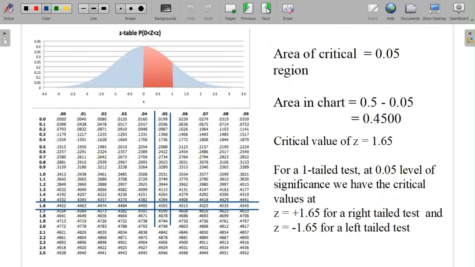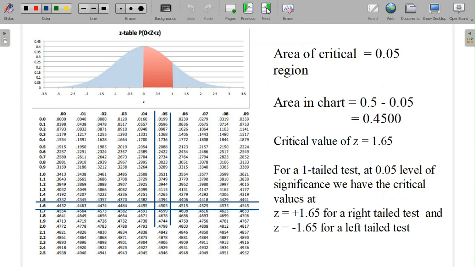So we find out the exact value of the critical value using the same technique. The area to the right is 0.05, so the area between the origin and the critical value is 0.45. Referring to the chart, we see that it is 1.65.